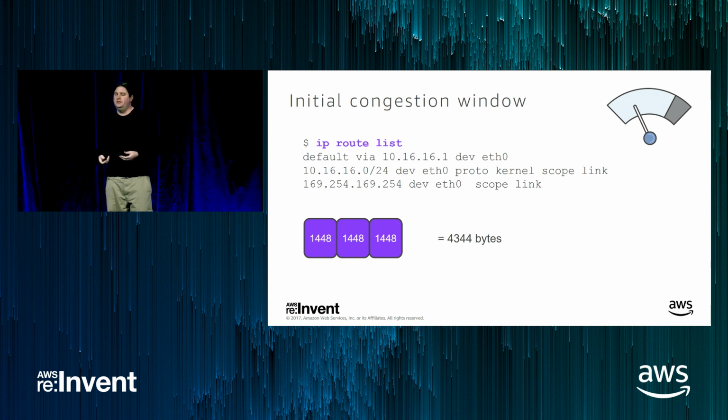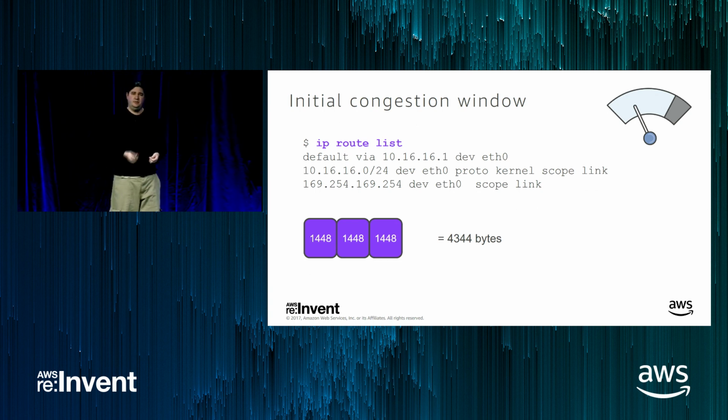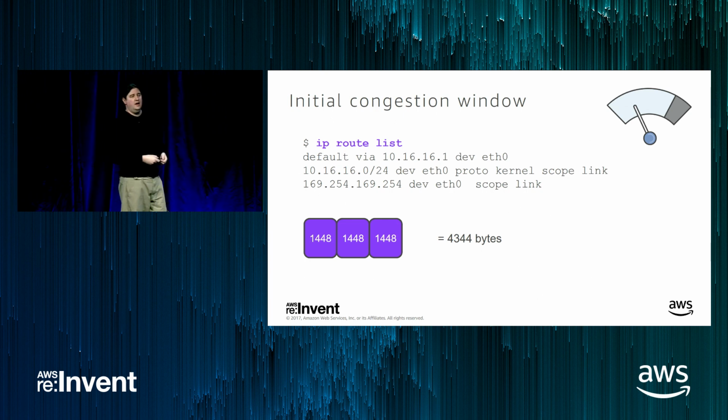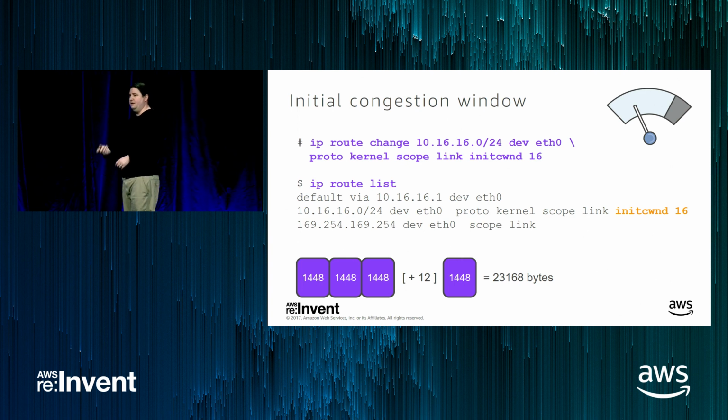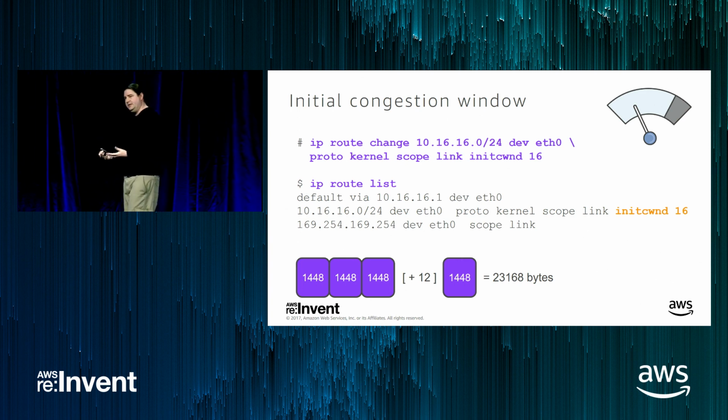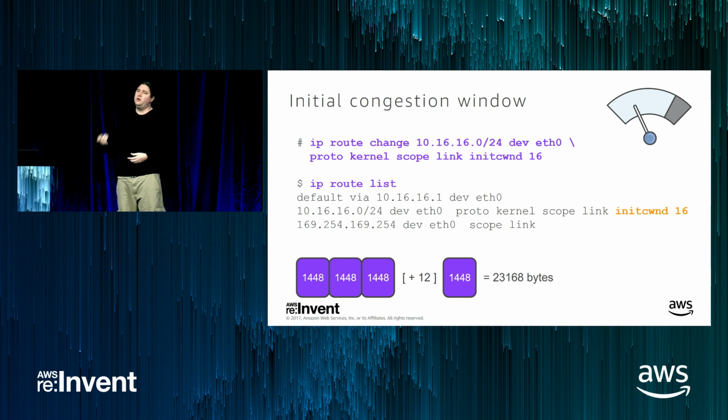Now, this is just a default, and in fact, it was figured out that this isn't a very good default. So after 2639, it was bumped to 10 in Linux. But we can go even higher if we wanted to. Let's say we wanted to change the initial congestion window for our TCP stack. You can actually do it on a per route basis.